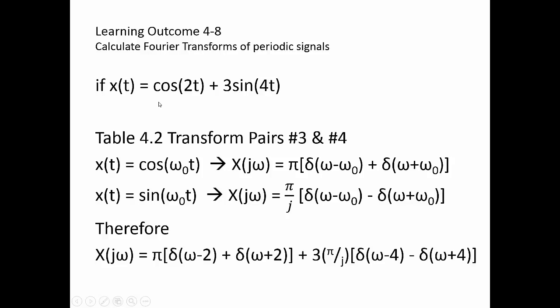Therefore, for our signal up above, our Fourier transform will be pi times delta of omega minus 2 plus delta of omega plus 2, plus 3, linearity, times pi over j, delta of omega minus 4 minus delta of omega plus 4. And this is the same result we had on the previous slide, just algebraically factored differently.